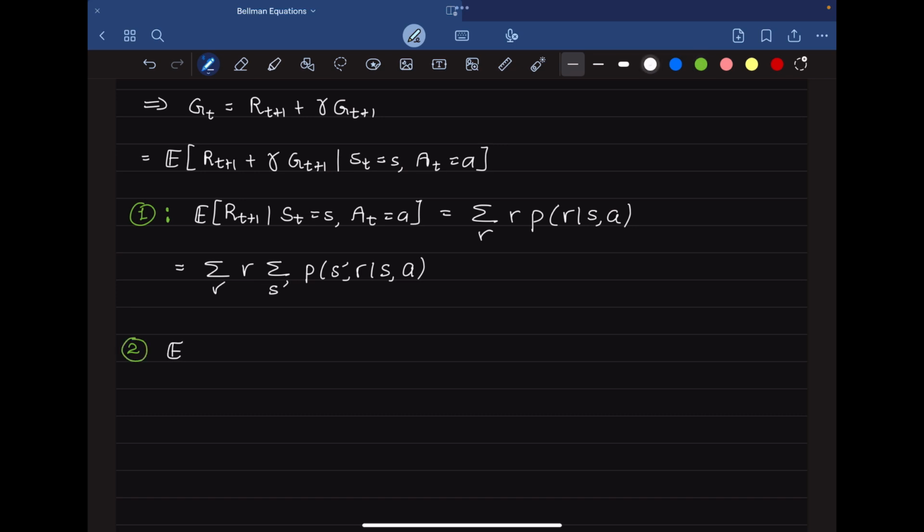And for the second expression, it is the expectation of Gt+1 given that St is equal to s and At is equal to a.